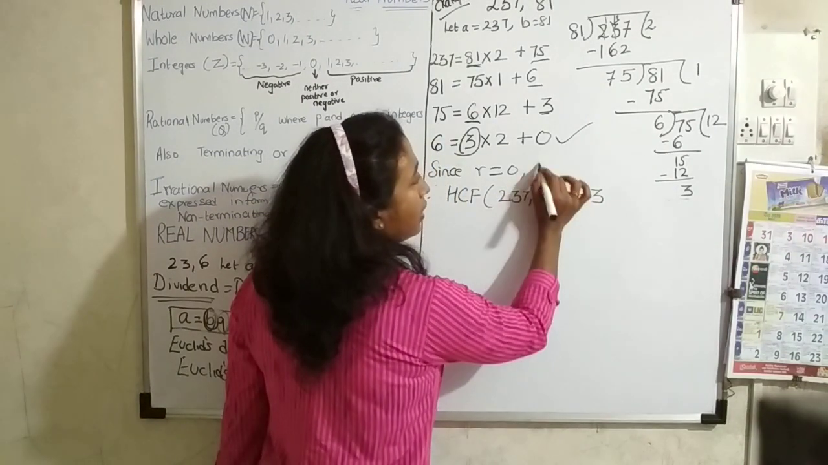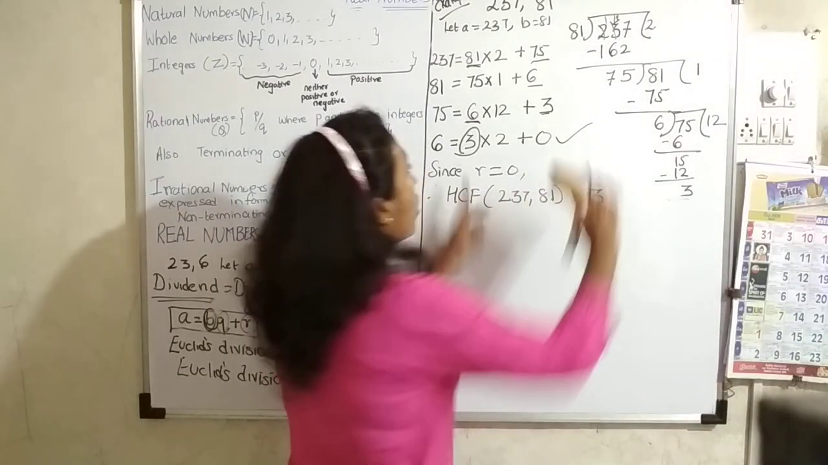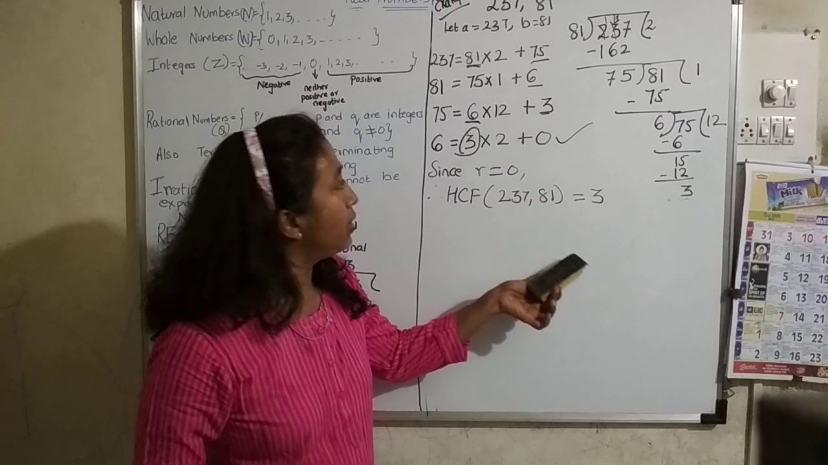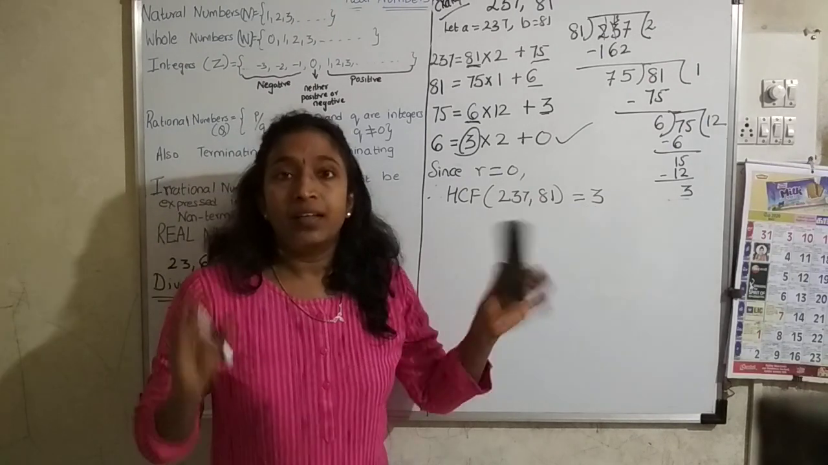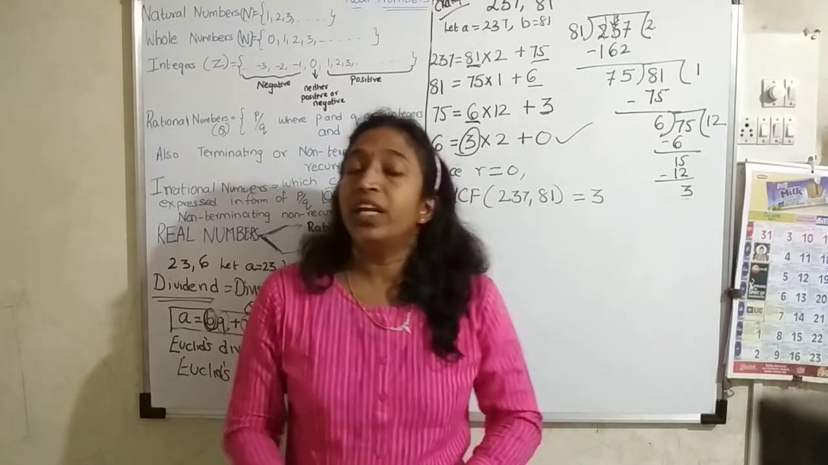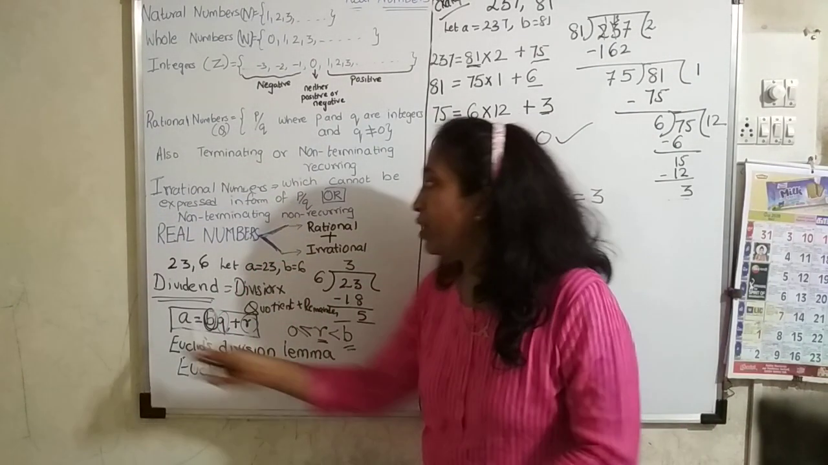So since r is 0, b means your divisor. So the divisor is your HCF. So directly you can write, since r is 0, so HCF of 237, 81 is 3. Right? I hope you have understood this Euclid's division algorithm. The lemma we have already learned. A quick recap I'll do.